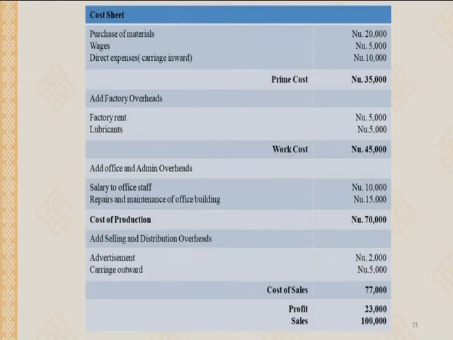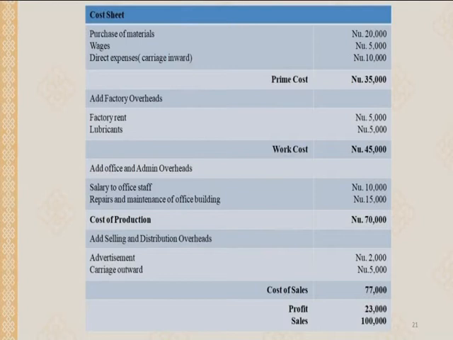Okay, then next we have the solution which I have for the question here. We have purchase of material, wages. Then we have prime cost, then add factory overheads, then we have work cost, then add office and administrative overhead, then we get the result cost of production, then selling and distribution overheads, then we get the result as cost of sales, then we have profit, and we have sales. And hope this is clear to you.